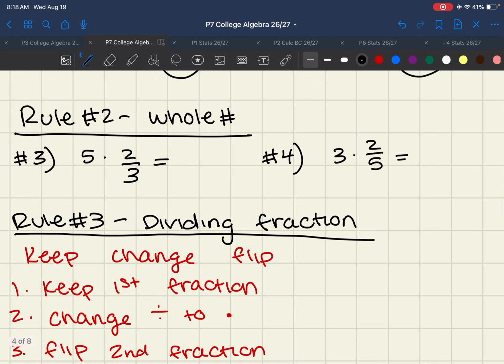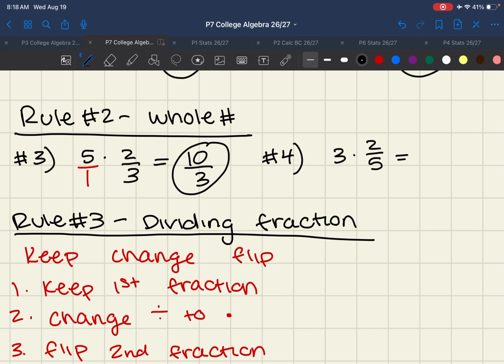Rule number 2 is, well, what happens if we have a whole number that is being multiplied by a fraction? Anytime you have that whole number, we're going to take that whole number and turn it into a fraction by putting that value over 1. So now I have 5 over 1 times 2 over 3. And then we're going to do the same exact thing. Numerators get multiplied together. 5 times 2 is 10. Denominators get multiplied together. 1 times 3 is 3.